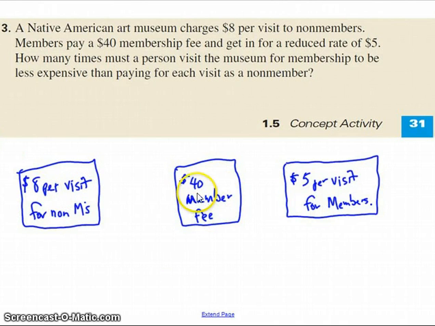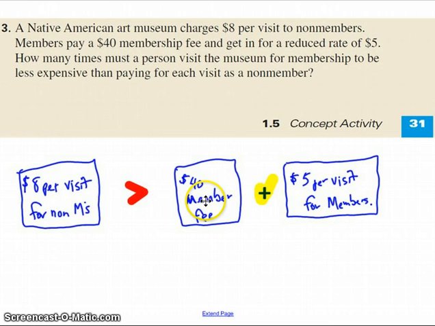The member option has two pieces to it. It's the $40 member fee and the $5 per visit fee. Now, what I want is for this to be more than these two things put together. And if I'm putting these two things together, what I'm really doing is adding those things. Because remember, what I'm doing is I'm paying a member's fee and $5 per visit. One way of interpreting "and" in math is to make it a plus sign.